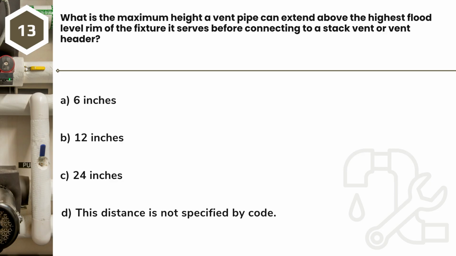Question 13. What is the maximum height a vent pipe can extend above the highest flood level rim of the fixture it serves before connecting to a stack vent or vent header? A. 6 inches. B. 12 inches. C. 24 inches. D. This distance is not specified by code.